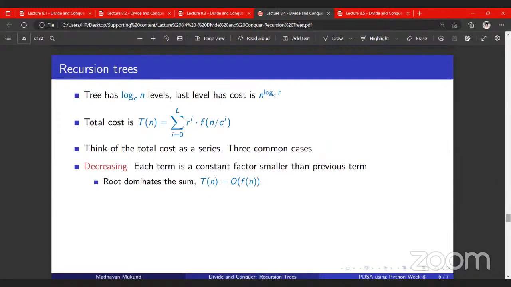So this is the simplest way to find out the complexity of recursive solution based algorithms. Sir, actually, I have one more doubt.